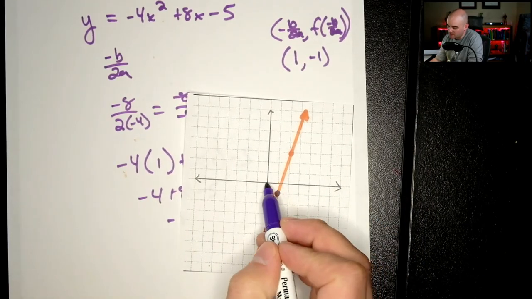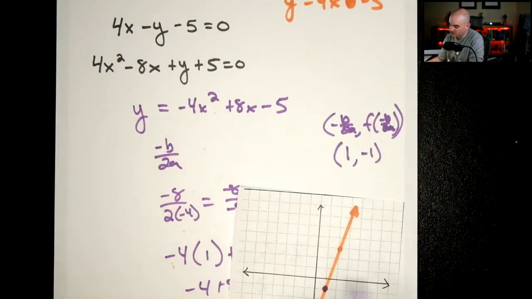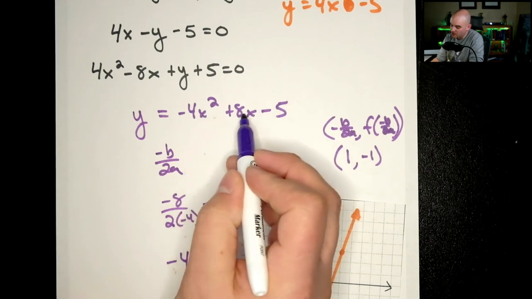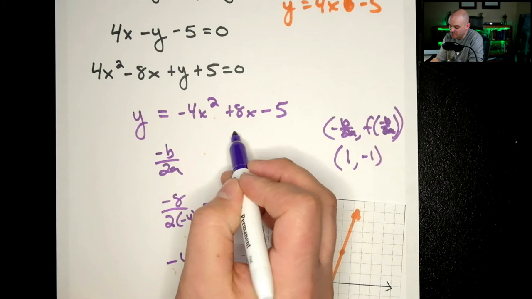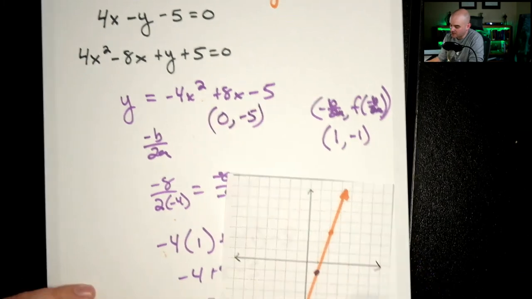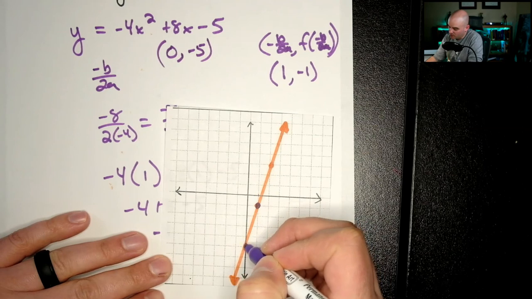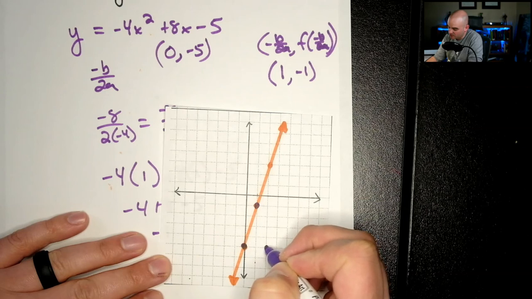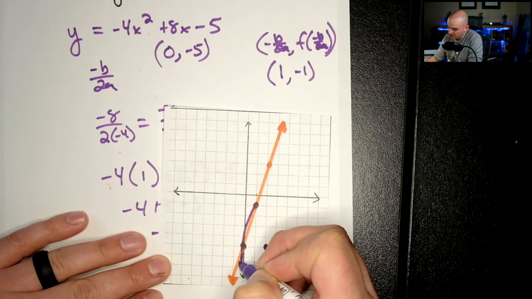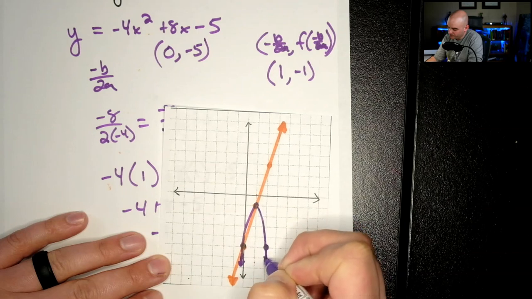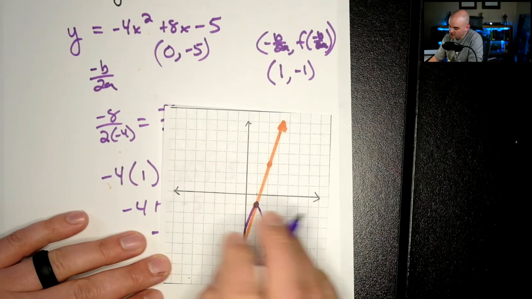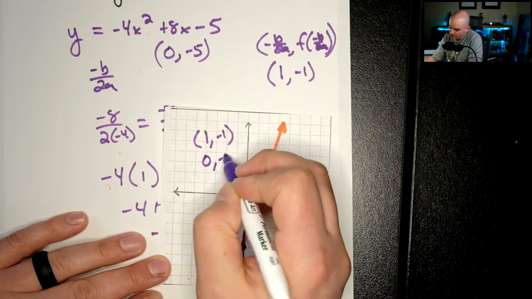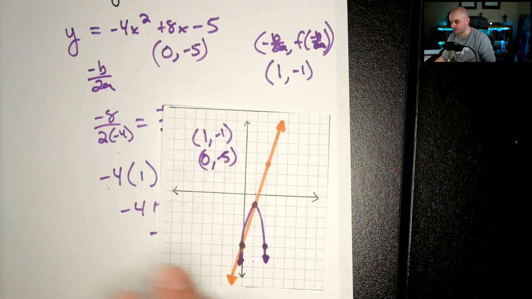So I'm going to put in 0 into this function and just kind of test out where it is. I know it's going to be going downwards. So if I put 0 in, I get 0 plus 0 minus 5, which is minus 5. So when x equals 0, y equals negative 5. 1, 2, 3, 4, 5. And right there it is crossing again. I know this is my axis of symmetry, so if I go to 2, it's going to be right there. And here it is graphed. So we can see our solution is going to be at 1, negative 1 and 0, negative 5. Those are our 2 points of intersection.